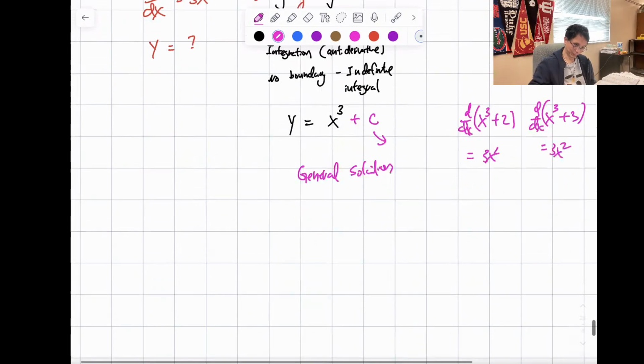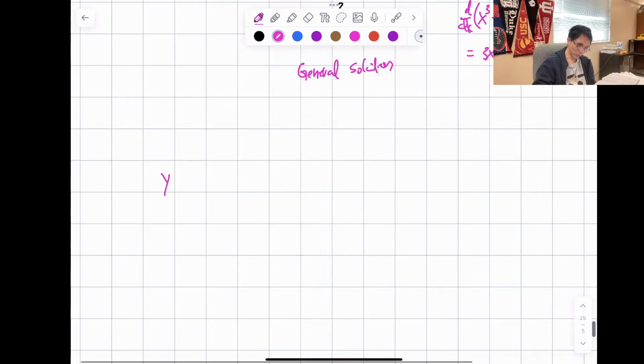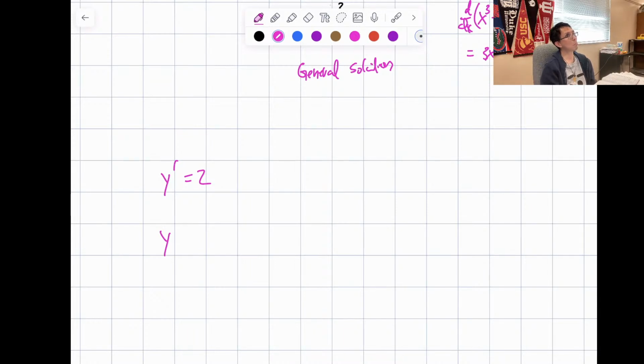Okay. Here's this. y prime is equal to 2. Can you find out why? Hold on. Nizar, what do you think? If y prime is equal to 2, what is y? 2x plus c. Good job. So this c still needs to be there because it's important.